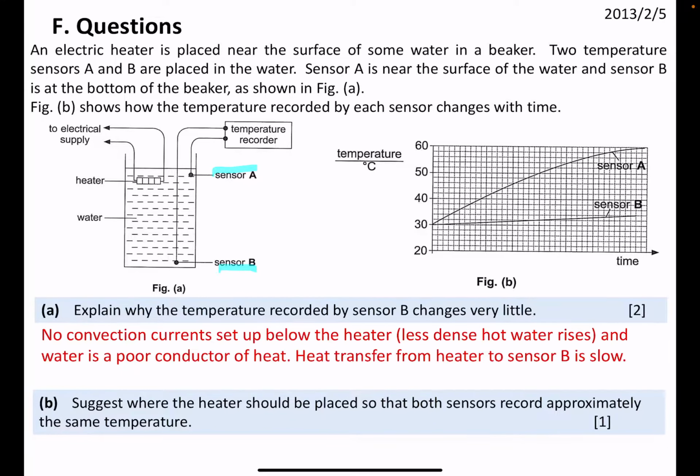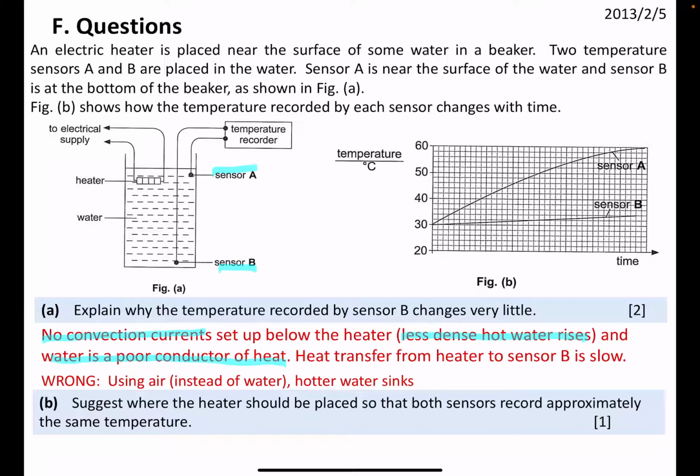There are no convection currents set up below the heater. Reason: the less dense hot water will rise, and water is a poor conductor of heat. Therefore, heat transfer from the heater to sensor B is very slow. Now, there are two reasons you need to explain for this question. It is wrong, and you will be penalized, if you use air instead of water in this question, or you say hotter water sinks. That is wrong, and students who write that will be penalized.